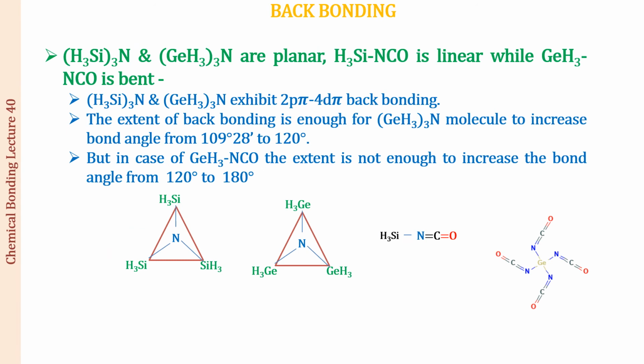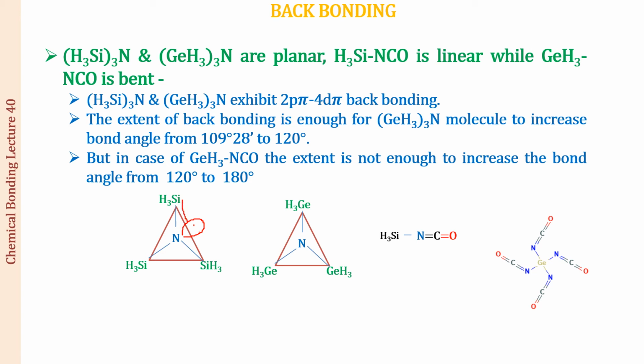This is the application which I was just now referring to: trisilylamine and germyl amine are both planar, whereas silyl isocyanate is linear and germyl isocyanate is bent. So first of all, let us look back once at these two molecules. Here in trisilyl amine, we have nitrogen making 3 sigma bonds. It had one lone pair of electrons, and silicon had vacant d orbitals, so this participated in back bonding.